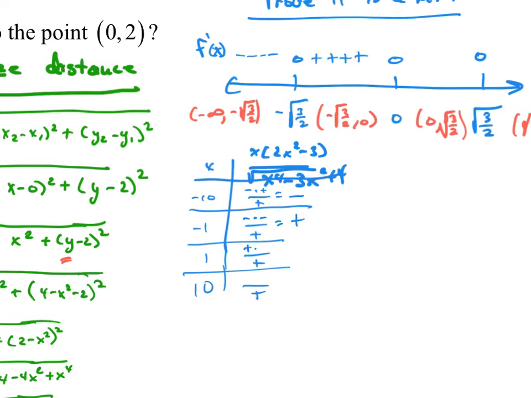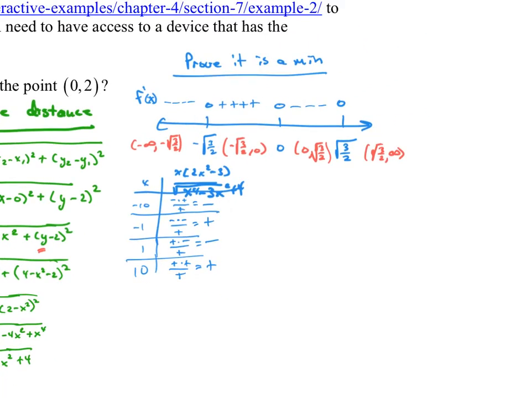1 squared times 2 minus 3 is a negative. Positive times a negative over a positive is negative. In my last interval, 10, I'd have a positive. 10 squared times 2 minus 3 is a positive. Positive times a positive over a positive is positive. Sorry for going so fast during this.